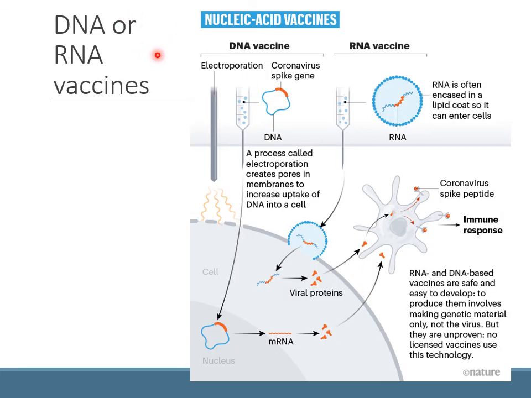DNA or RNA vaccines. Here are our DNA vaccines. We see the coronavirus spike gene inserted into a DNA plasmid, and then that is injected, taken up by cells, and those cells then are going to express that coronavirus spike protein themselves. That protein will be detected by immune molecules, and an immune response will be formed against the spike protein.